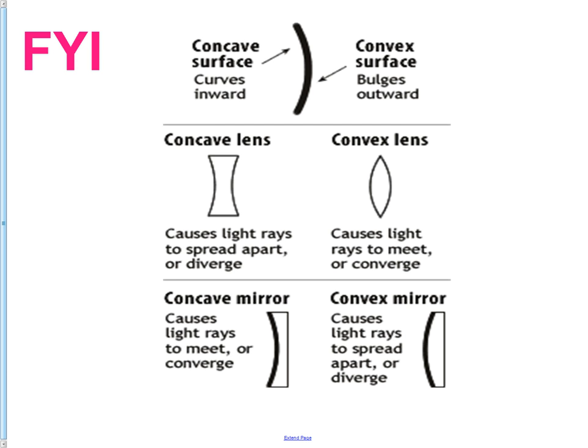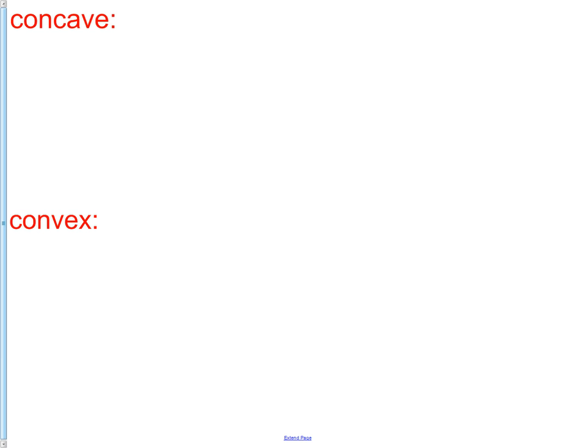Then we have convex, meaning to bulge out. Now we don't care so much that you know about lenses, but we do need to understand concave and convex. The one being bulging out and the one being caving in. So make sure that you know the difference between the two of them. Here are the definitions for you. You write your own, and we'll talk about it in class if you have questions.